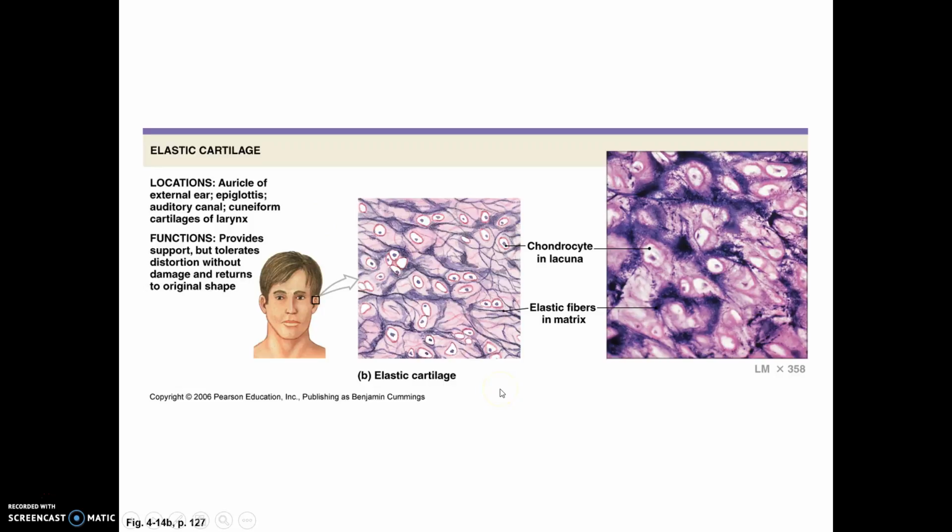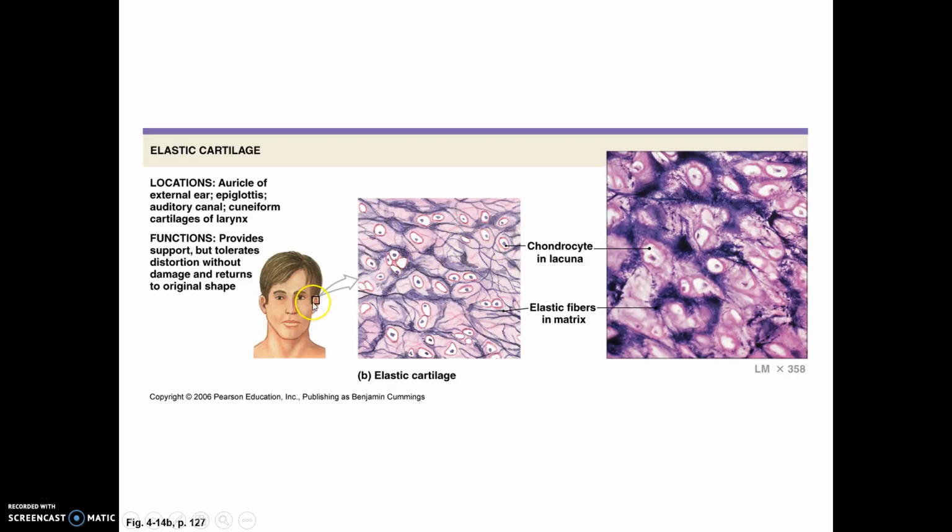Okay, the next type of cartilage is elastic cartilage. Again, we have our living cells, the chondrocytes, that live in a little space, or I like to call it a cave, called lacuna. But notice that our matrix is quite different. We see a lot of protein fibers in our matrix. In this case, they're elastic fibers, and that basically makes this type of cartilage very flexible.